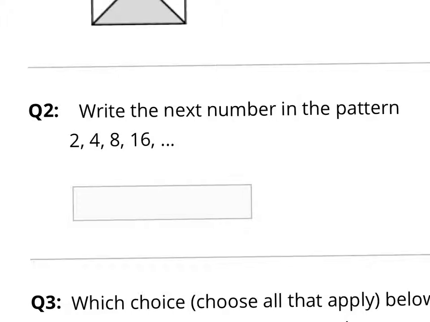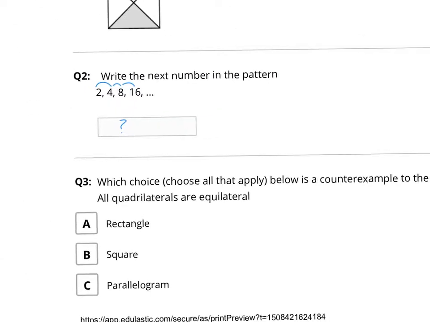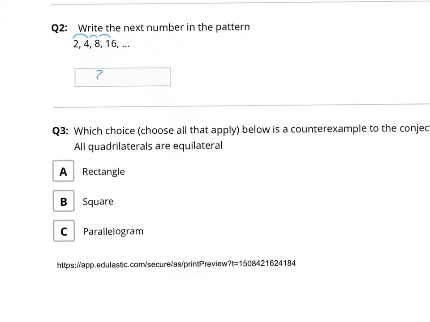So I'm going from little to big numbers, okay? And what do you think we're doing? We're either adding or subtracting, right? So you need to figure out what's the pattern to get us from 2 to 4, and from 4 to 8, and from 8 to 16. And then what is the next number after 16 in the pattern? That's question 2. Zoom out here a little bit for question number 3.